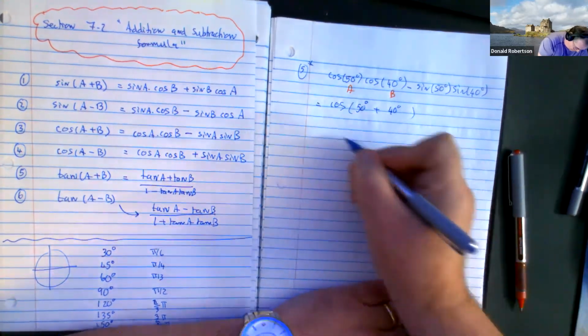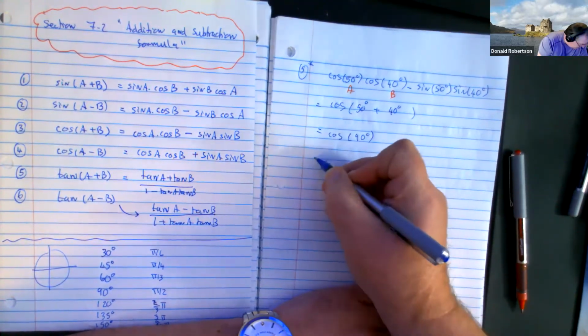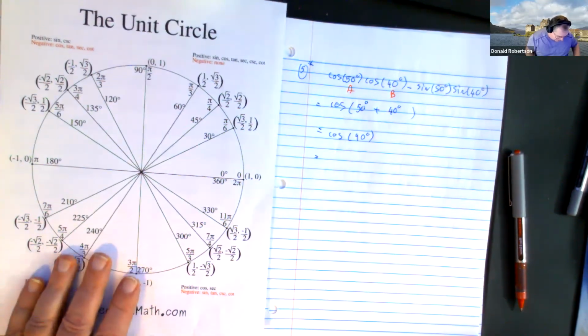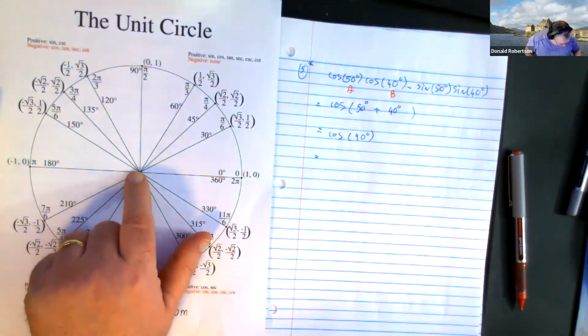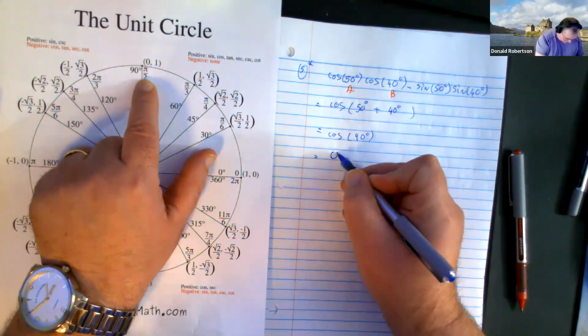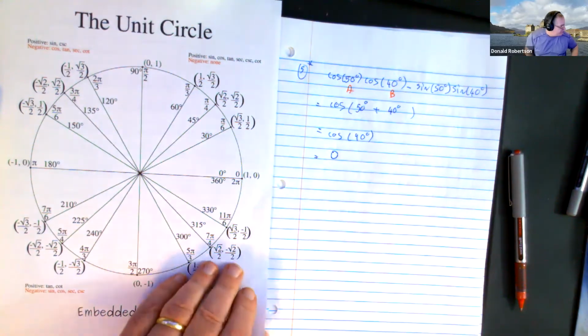Oh, wait a minute. Isn't that just the cosine of 90? And if I go to my unit circle, what angle has an x coordinate of 0, and the cosine of 90 is? There, 0. And so that's the finish.